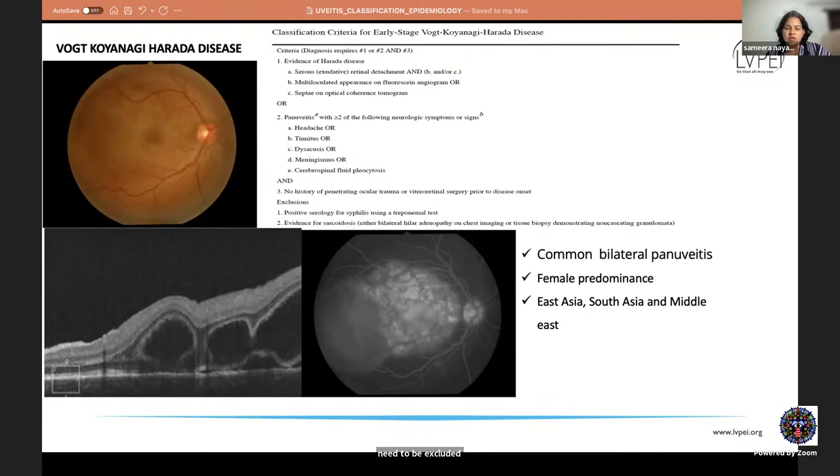Vogt-Koyanagi-Harada disease is also a kind of systemic condition. Females are affected more than males. East Asia, South Asia, and the Middle East are more prevalent with this entity. The disease-specific criteria are evidence of serous exudative retinal detachment and multi-loculated appearance on OCT or on fluorescein angiogram, or panuveitis with more than two of the following neurologic symptoms. What are those neurologic symptoms? Headache, tinnitus, meningismus, and CSF leukocytosis. Plus, there should be no history of penetrating ocular trauma. This is very important. And no history of vitreoretinal surgery. And here, syphilis and sarcoidosis are to be excluded.